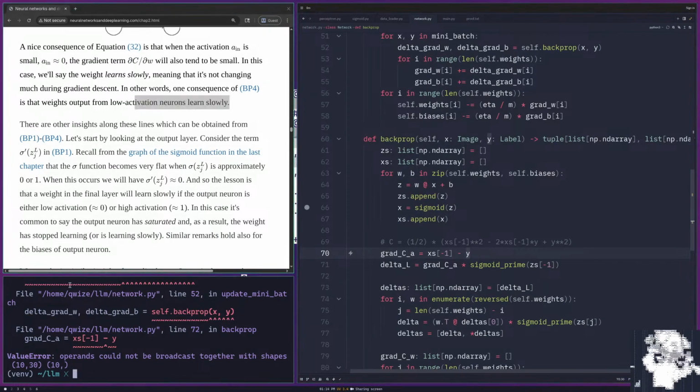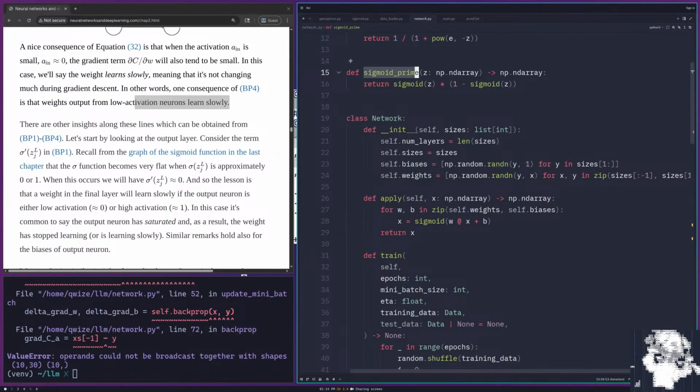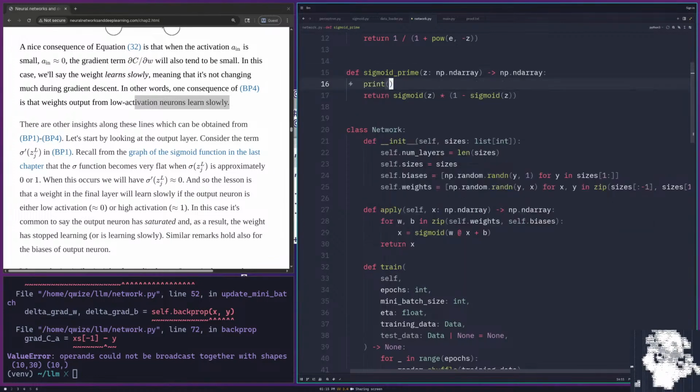So I guess there's a few problems here. The first is that x's of -1 is supposed to be a 10 by 1, not a 10 by 30. The second problem is that sigmoid prime of z's of -1 is supposed to be a 10 by 1, not a 10 by nothing. So let's try one thing at a time.